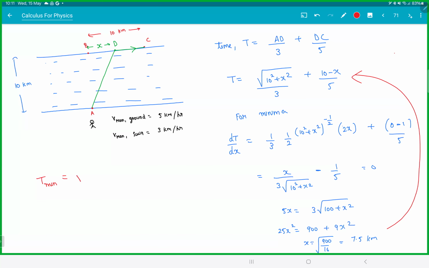So for the minimum time, it will be root over 100 plus x square, where x value is 7.5. That is 225 by 4. I'm writing as 15 by 2 by 3 plus 2.5 by 5. That is 625 by 4, that is 25 by 6 plus this is half. Multiply 3 and 3, 28 by 12. 28 by 6. 14 by 3 hours.